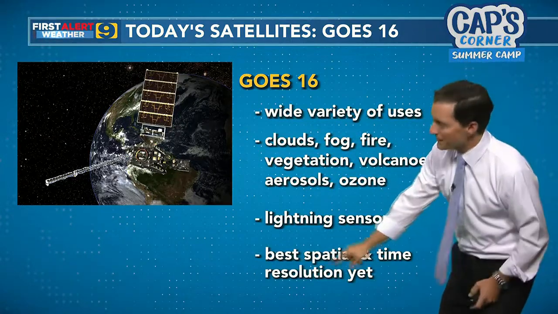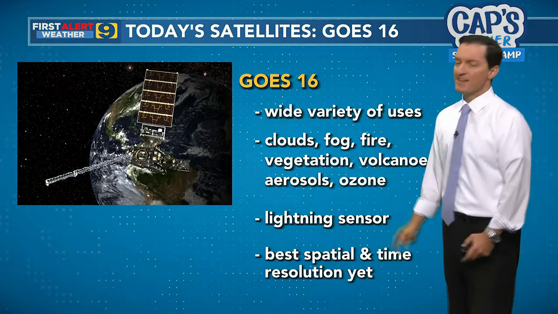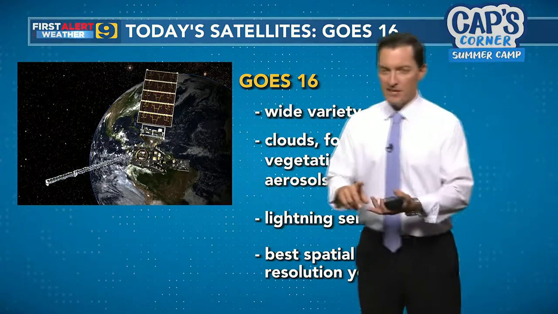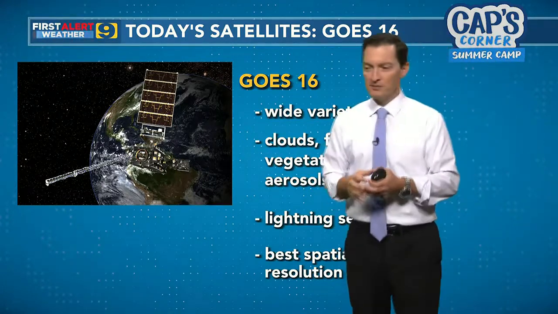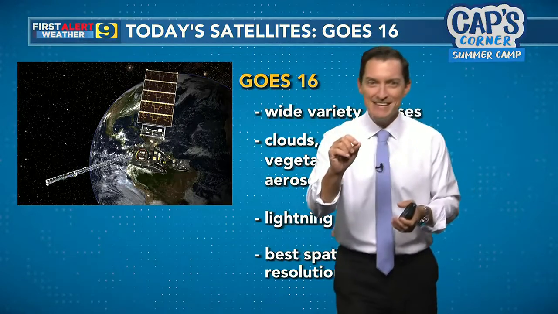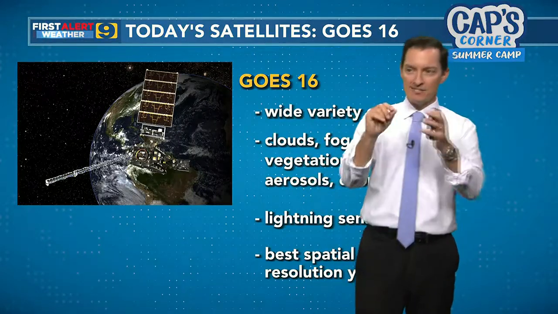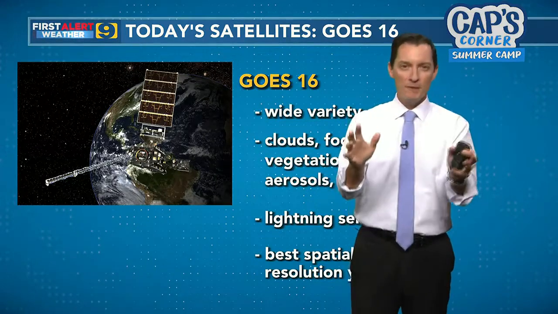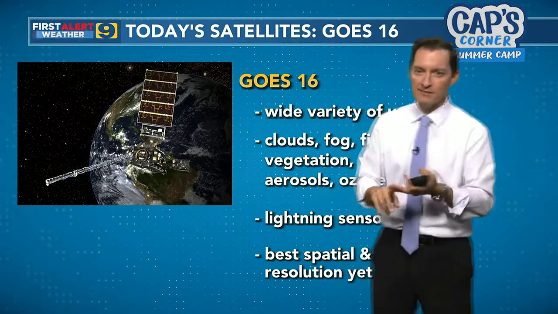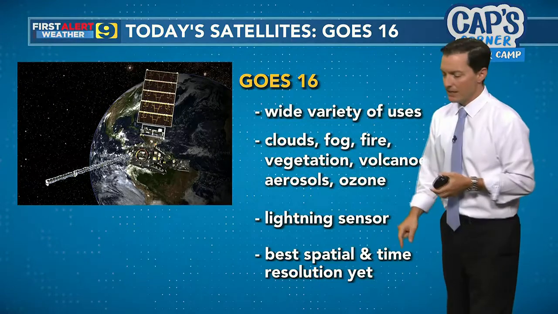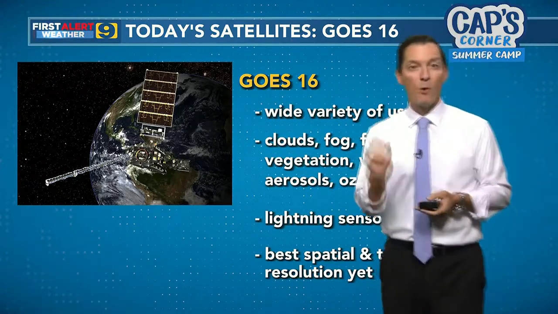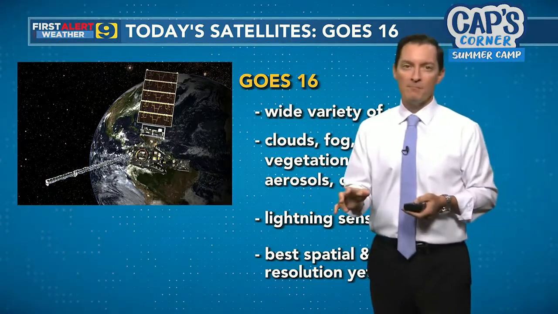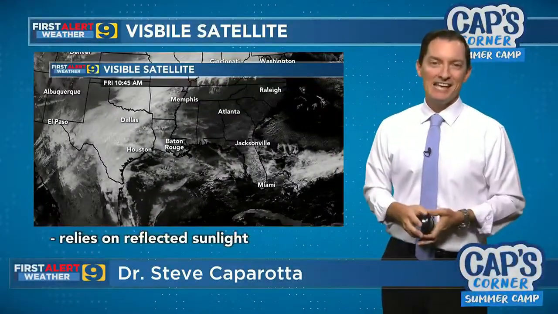And what does all this mean? Best spatial and time resolution. When we say best spatial resolution, we mean the most detail we've ever had in our satellite pictures, the clearest views we have on our weather systems and clouds. And not only that, as I was mentioning, now we get those images more often than we ever have before. So pretty amazing to see how satellite technology has progressed through time.